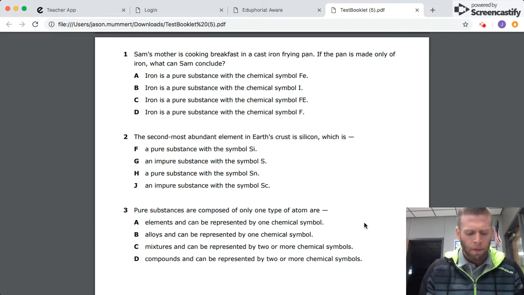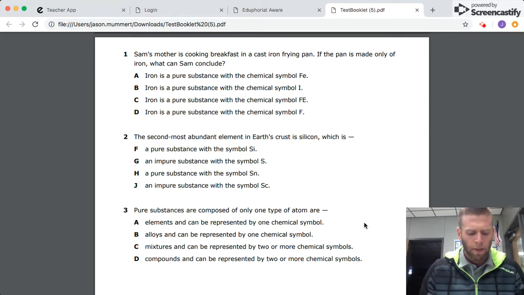B. Iron is a pure substance with the chemical symbol I. C. Iron is a pure substance with the chemical symbol capital F, capital E. Or D. Iron is a pure substance with the chemical symbol F. Number 2. The second most abundant element in the Earth's crust is silicon, which is a pure substance with the symbol capital S, lowercase i.